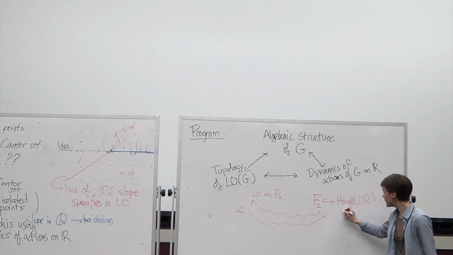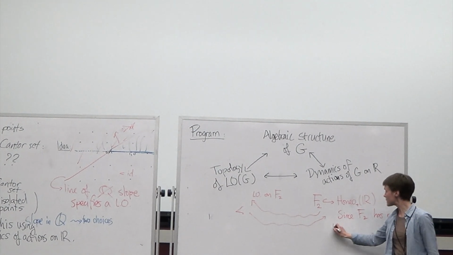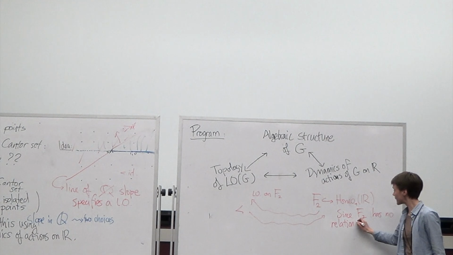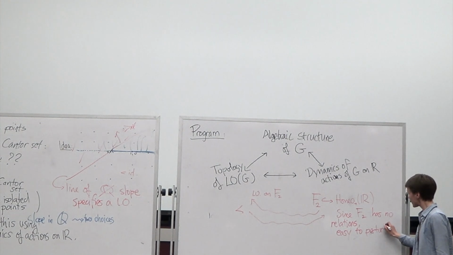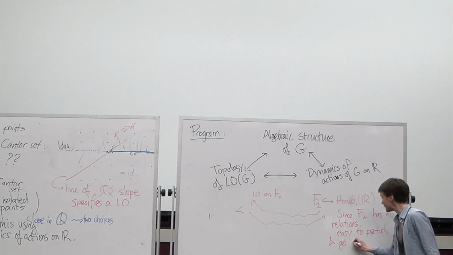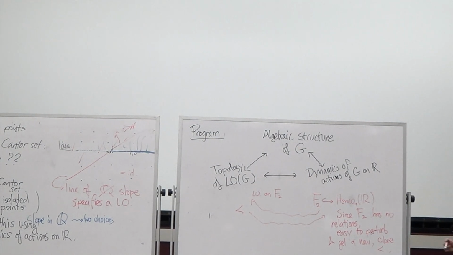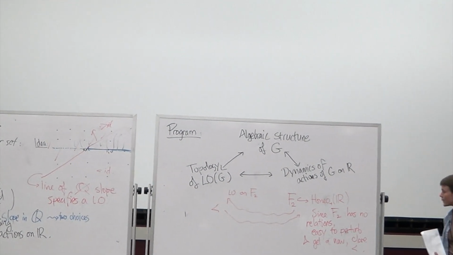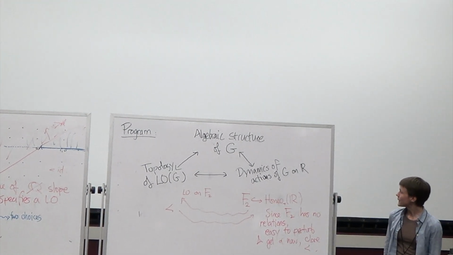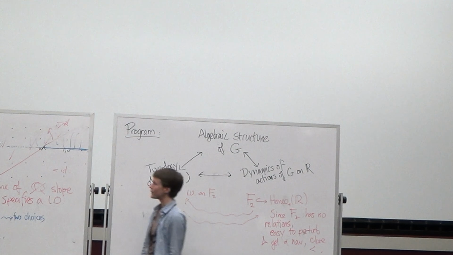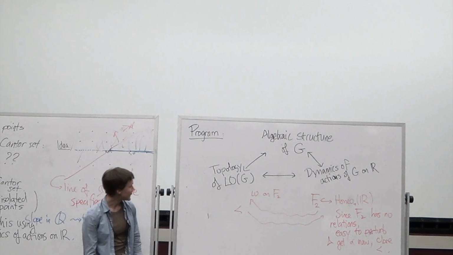Since F2 has no relations, it's easy to perturb and get a new but close order. So that's an imprecise version of the argument, but one that can be made precise in this case, and one that can extend to some other groups that we're very curious about. Not quite this one yet, but other nice groups from topology that we care about.